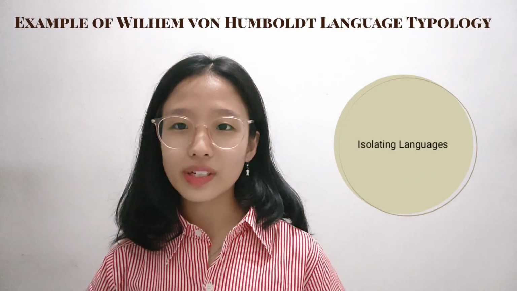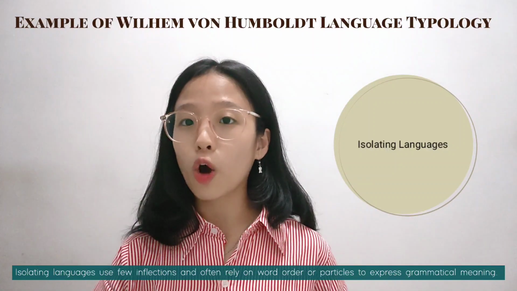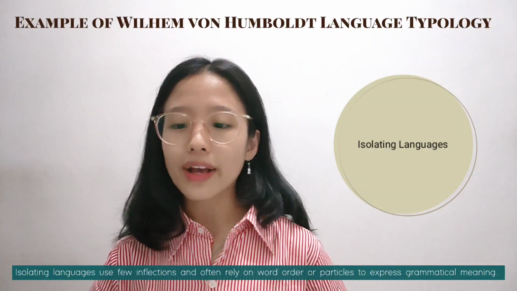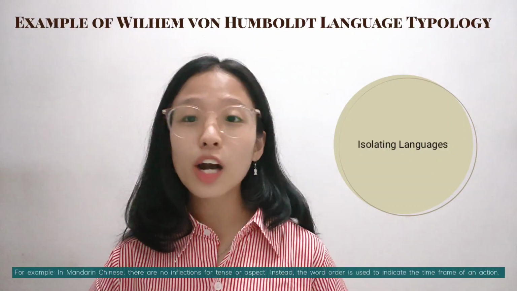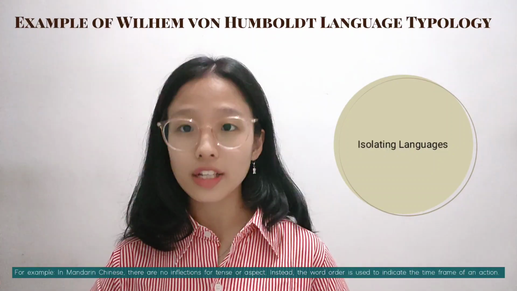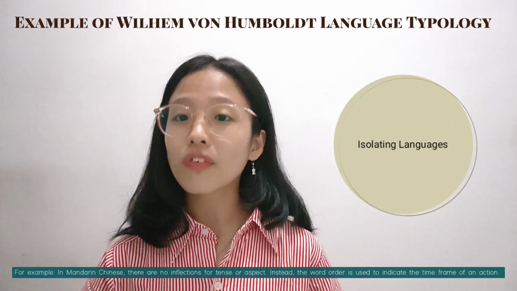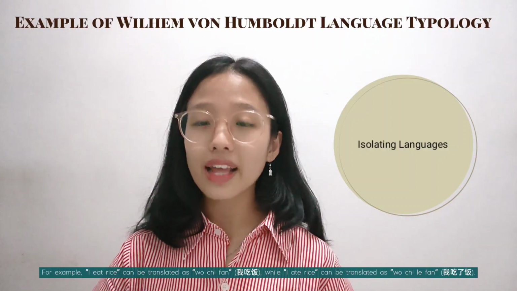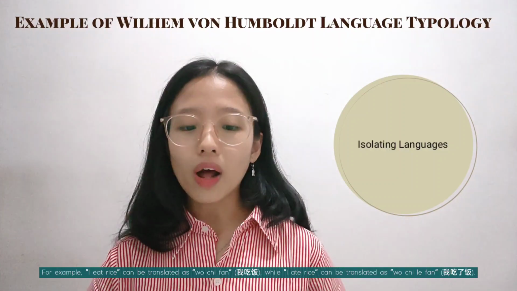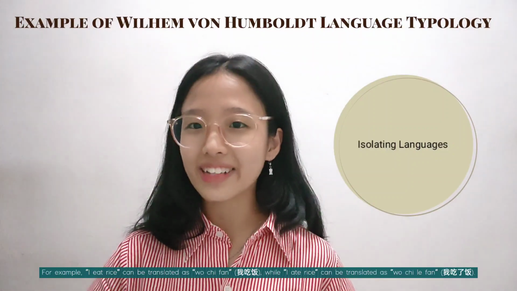Third, isolating languages. Isolating languages use few inflections and often rely on word order or particles to express grammatical meaning. For example, in Mandarin Chinese, there are no inflections for tense or aspect. Instead, the word order is used to indicate the time frame of an action. For example, I eat rice can be translated as 我吃饭, while I ate rice can be translated as 我吃了饭.